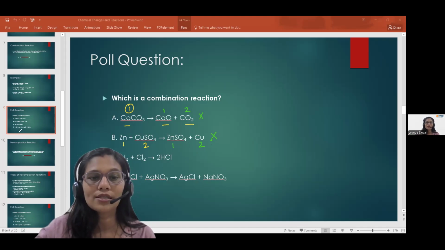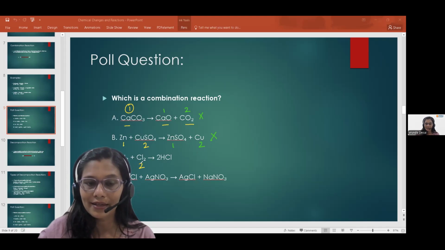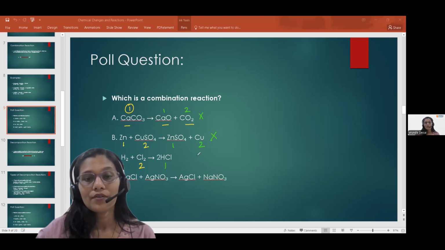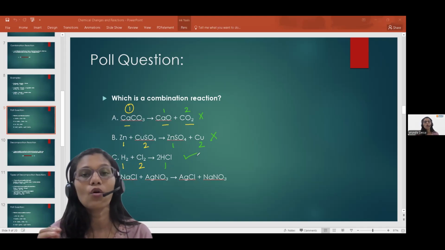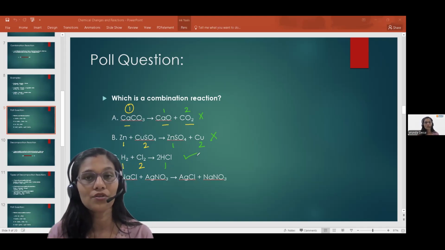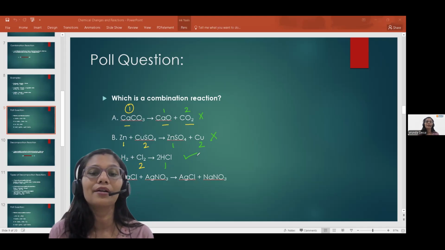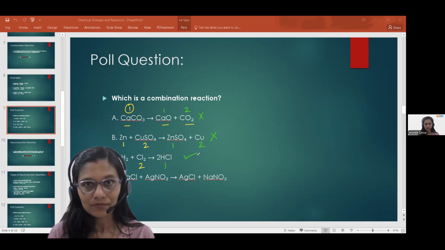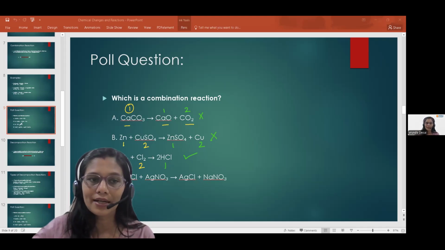Now let's go to the C option. Here we have two reactants and we have only one product. Right, so this satisfies all the conditions of combination reaction. More than one reactant and a single product. So option C can be the correct answer.